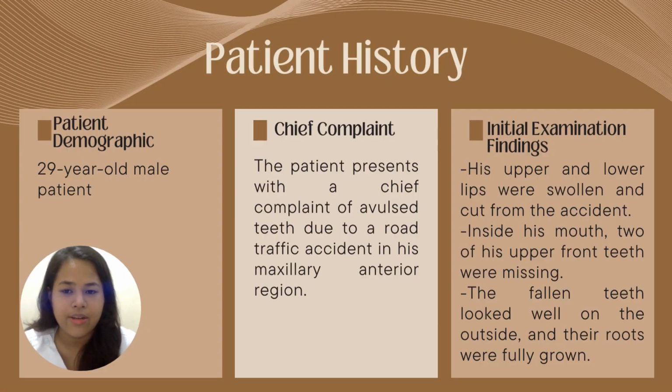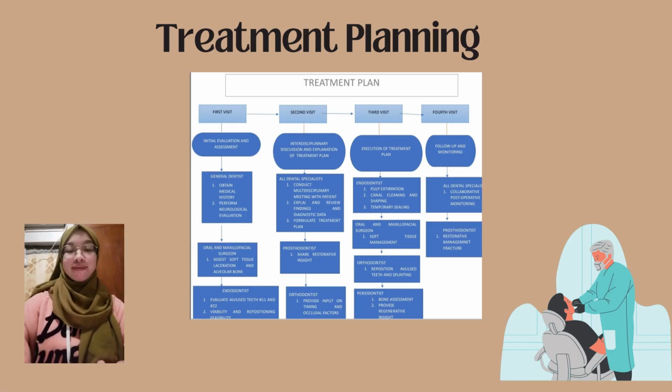Patient history. Patient demographic: 29-year-old male patient. Chief complaint: the patient presents with a chief complaint of avulsed teeth due to a road traffic accident in his maxillary anterior region. Initial examination findings: his upper and lower lips were swollen and cut from the accident. Inside his mouth, two of his upper front teeth were missing. The fallen teeth looked well on the outside, and their roots were fully grown.